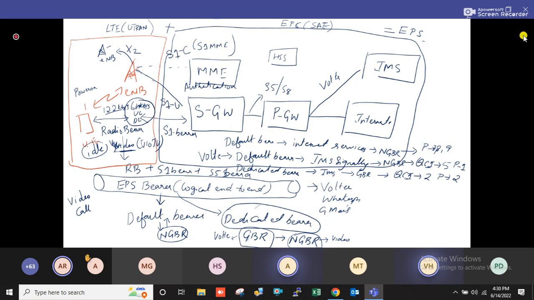So default bearer will typically be used for internet services and also for your other services. And if you are doing a VoLTE call, again there will be a default bearer purely for IMS signaling with priority 1, which is non-guaranteed bitrate. And whenever the voice call is set up and you are doing a voice call transaction, you will be given a guaranteed bitrate with a QCI value 2 and priority.